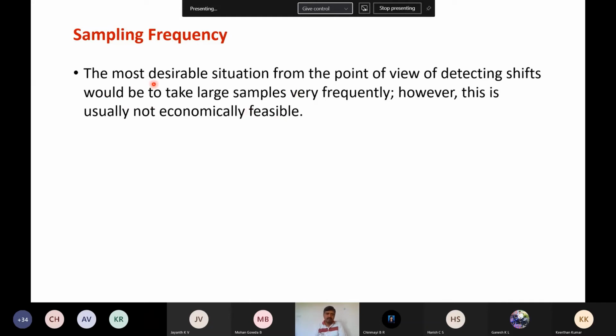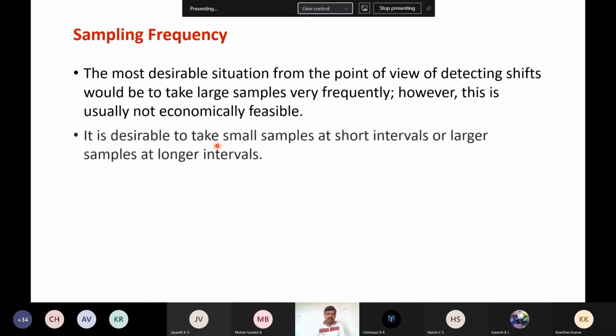The most desirable situation from the point of view of detecting shifts would be to take large samples very frequently. If you are able to do that, it is preferable. But there is always a problem of economic feasibility. That means you have to invest more money on people who need to do inspection, so it will take time and money. So it is desirable to take small samples at short intervals or larger samples at longer intervals.